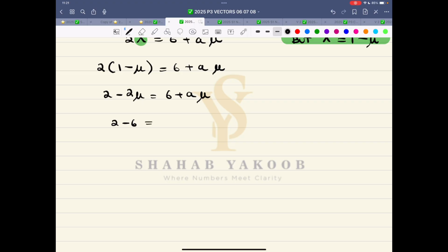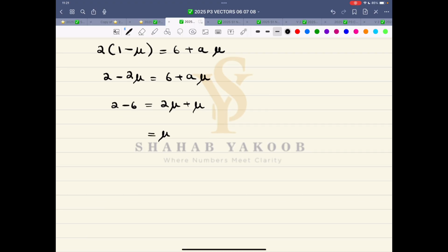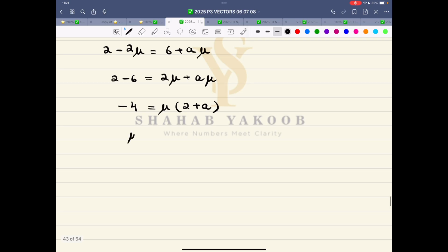So 2 minus 6, and this is 2 mu plus a mu. Take mu common. Okay, I just missed out the a. Let me write it properly. This is a mu over here, mu common. This is 2 plus a, and 2 minus 6 is negative 4. In other words, mu is negative 4 over a plus 2. Now this is from the red equation that we got till this particular stage.